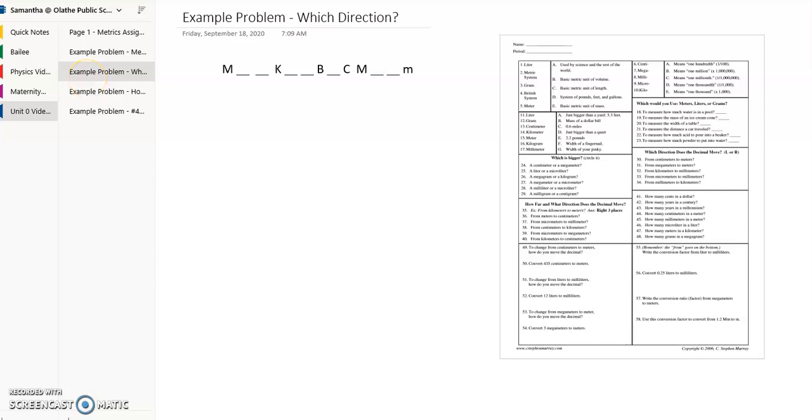Okay, now we're going to look at this section for which direction to move when converting. So we're going to talk about how to use these prefixes to know how to convert, and we'll do an example problem together. So remember that B stands for your base units. That would be your meters, your liters, or your grams. These other letters represent the prefixes.